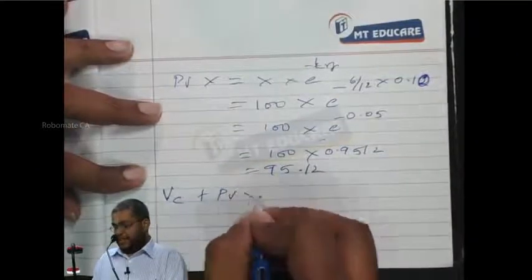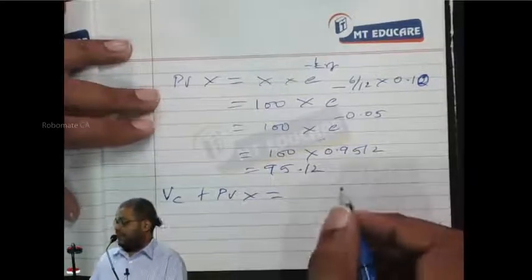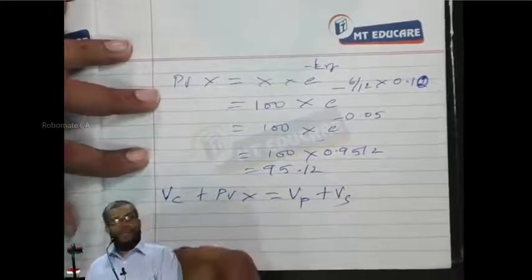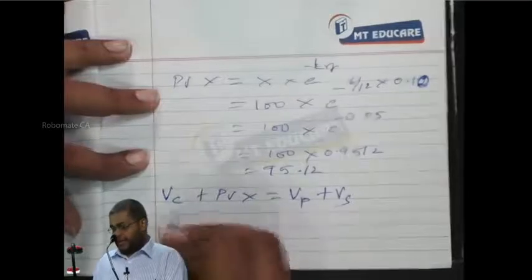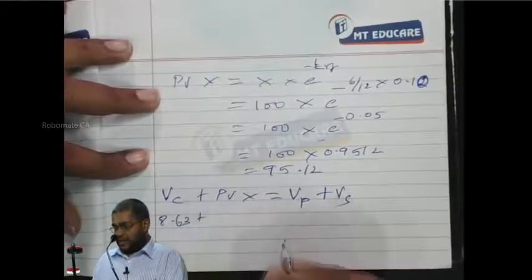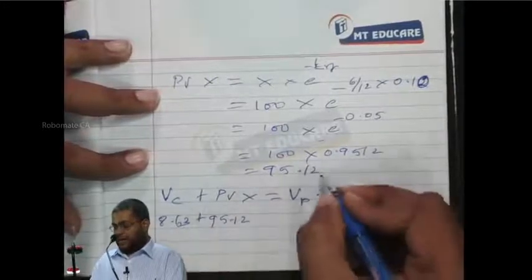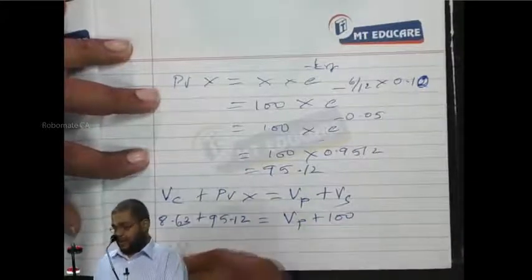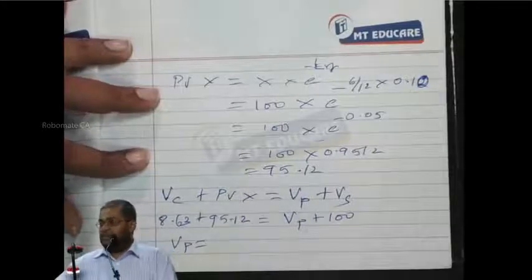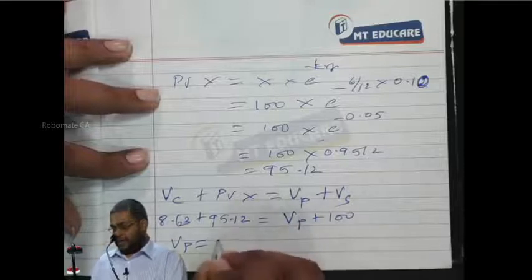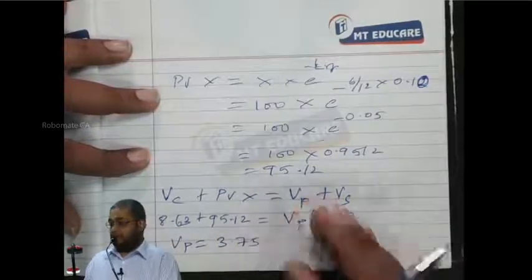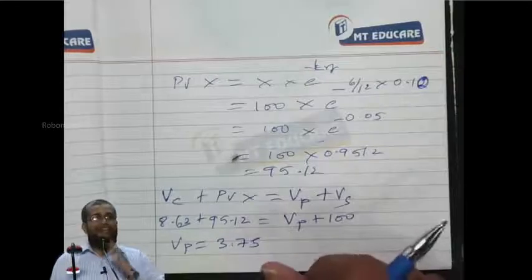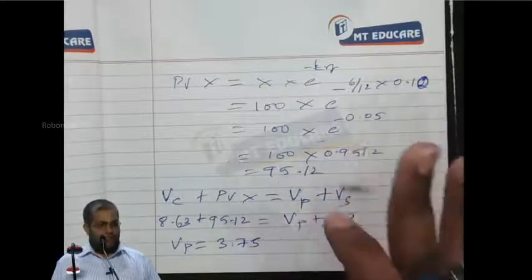Next, VC plus PV of X is equal to VP plus VS. Now, the value of the call we found out, tell me? 8.63 plus 95.12, PV of X, is equal to VP plus the value of the share? 100. Spot price is 100. Rearrange. VP is equal to how much? 3.75. Value of put is equal to 3.75, or 3.76 as the case may be. Everybody, yes or no?